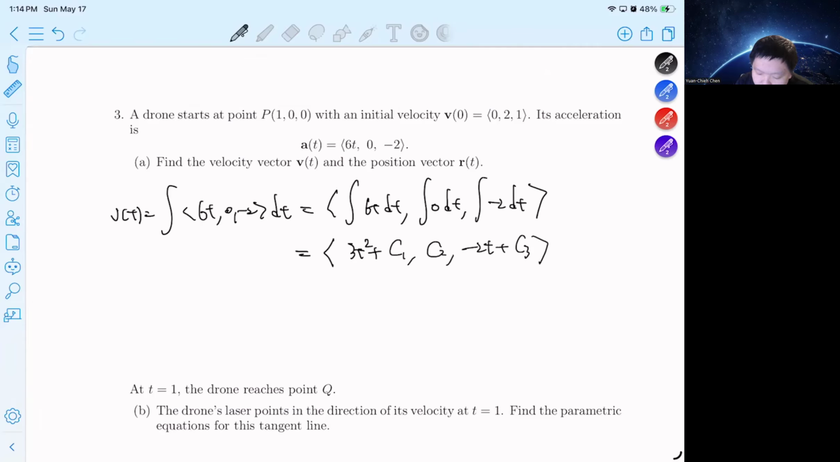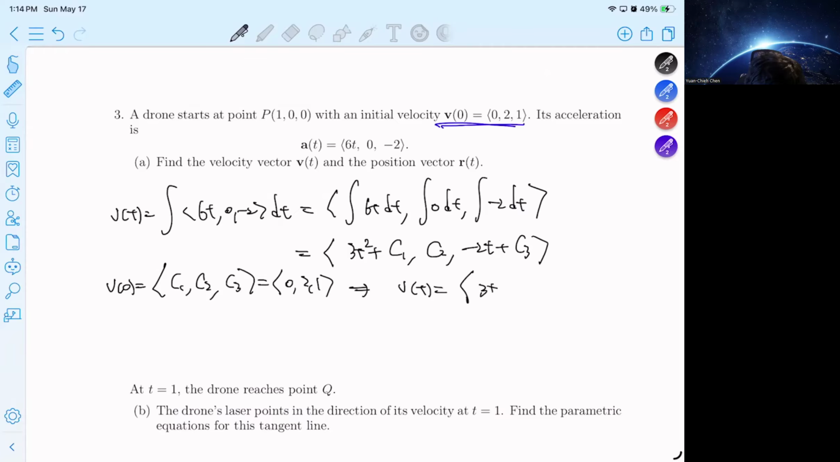But by the condition, v(0) is (0, 2, 1), so we can plug that in. v(0) is (c1, c2, c3), which equals (0, 2, 1). So c1 equals 0, c2 equals 2, c3 equals 1. So finally, v(t) is (3t squared, 2, negative 2t plus 1).